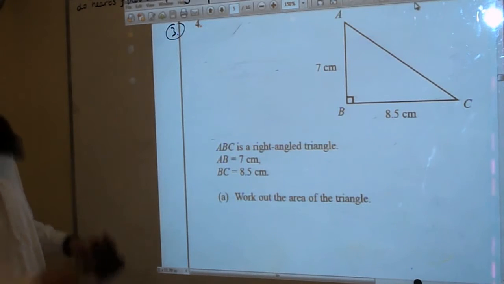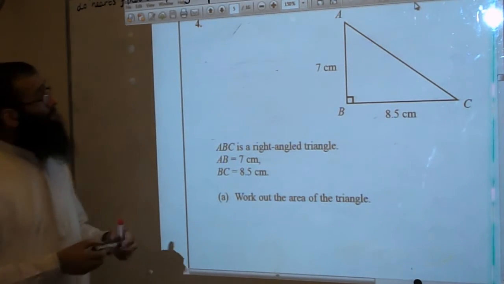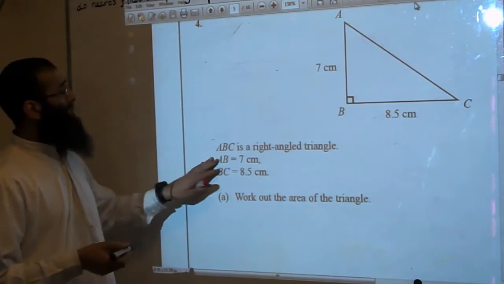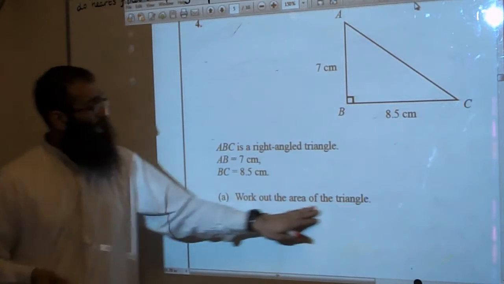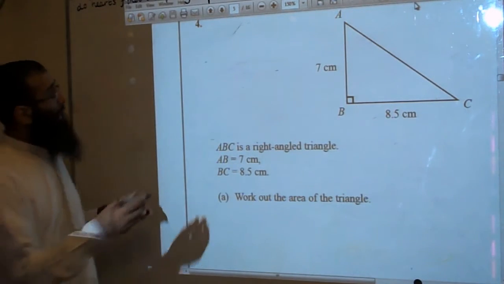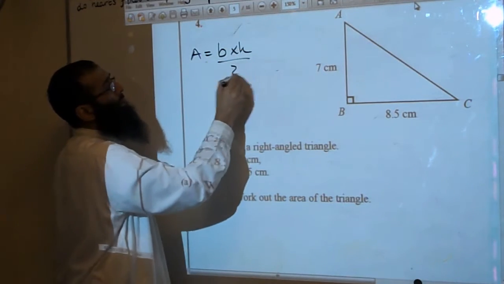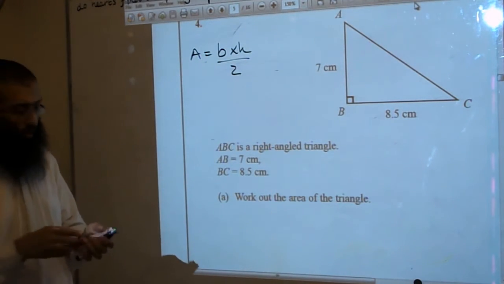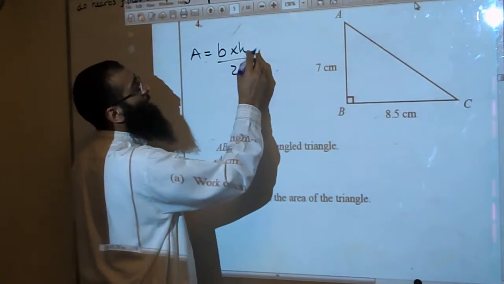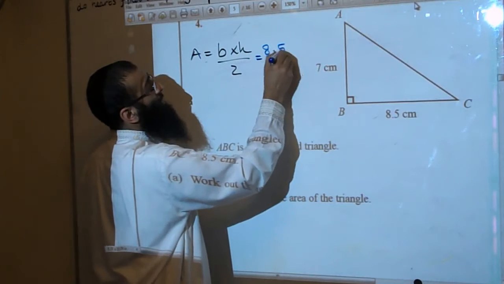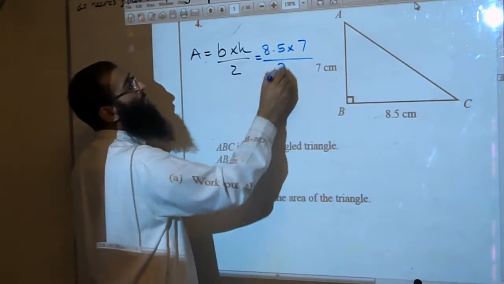Okay, this is question number 4. ABC is a right angle triangle. They'll give you some measurements on here. Work out the area of the triangle. So the area of the triangle is equal to the base times the height divided by 2. Always write down the formula, even though you might know that. It's a simple formula. What is the base, Ramiz? The base is 8.5. Okay, what is the height, Zishan? 7.